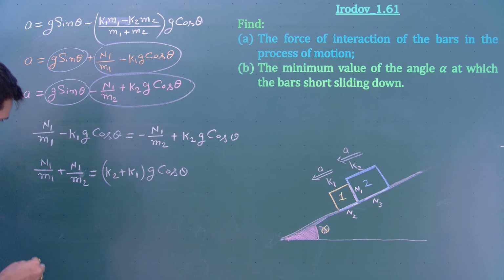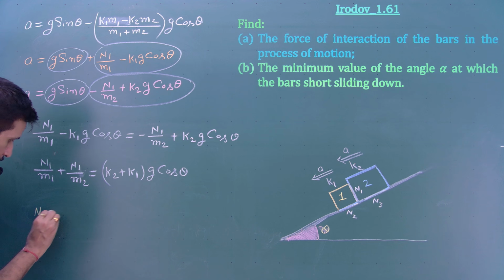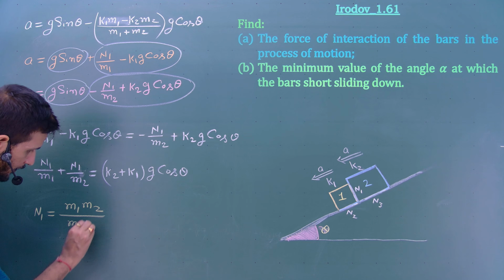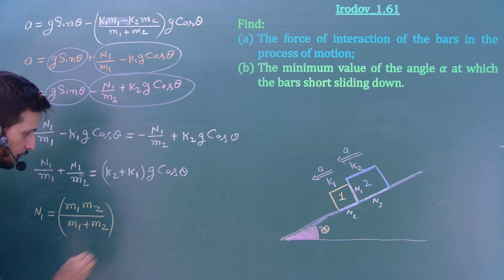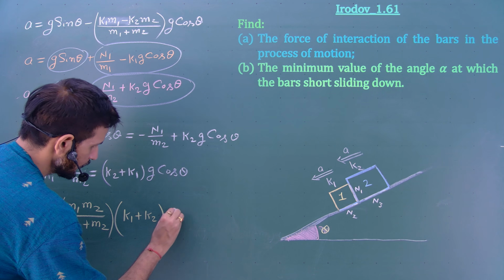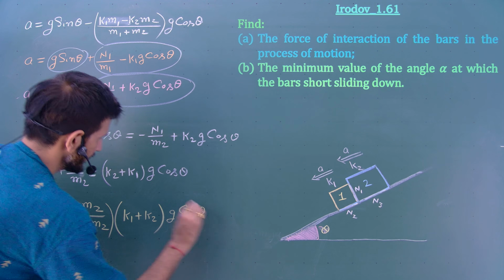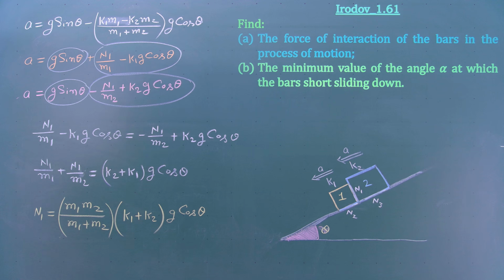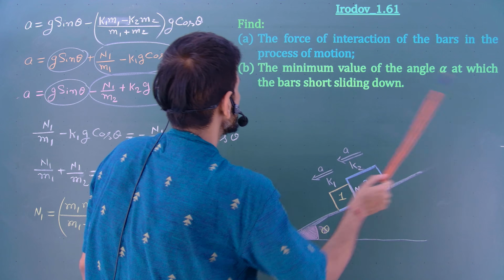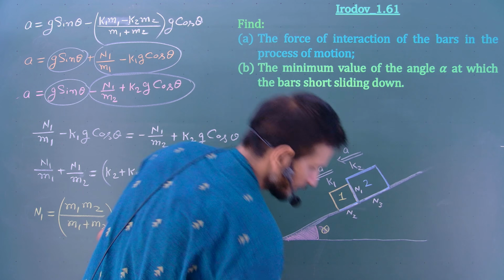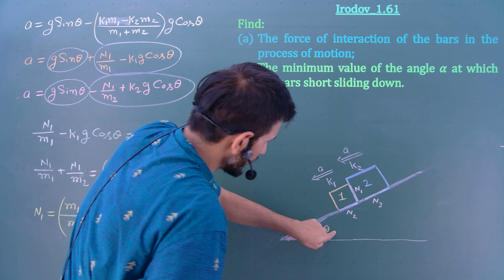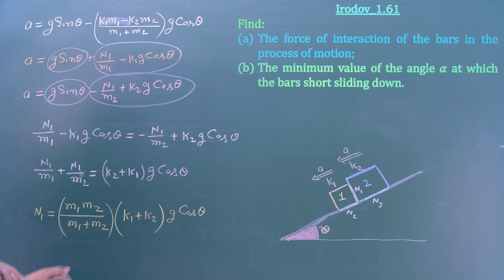So from this equation I can easily calculate the value of n1. n1 must be equal to m1 m2 divided by m1 plus m2 into (k1 plus k2) into g cos theta. So this is the value of normal reaction. In part B, the minimum value of the angle alpha at which the bar starts sliding down. So we have to calculate the value of angle alpha, which I call theta, so that it starts sliding down.